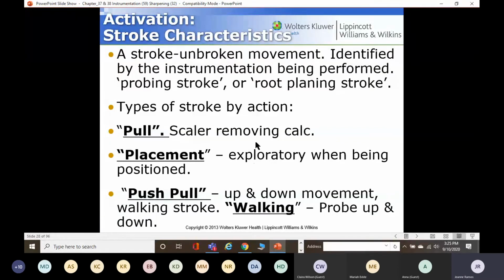So you place it, maybe the probe, and go down there, place it at a certain spot, like your get ready zone, your distal line angles, and you're kind of just feeling the tooth on your way down. Then you have a push-pull, which is an up and down movement. It's a walking stroke. The probe is up and down, but there's also an instrument that you're going to see here soon that you would put a lot of pressure on. A probe, you're not going to put a lot of pressure on your push and pull.